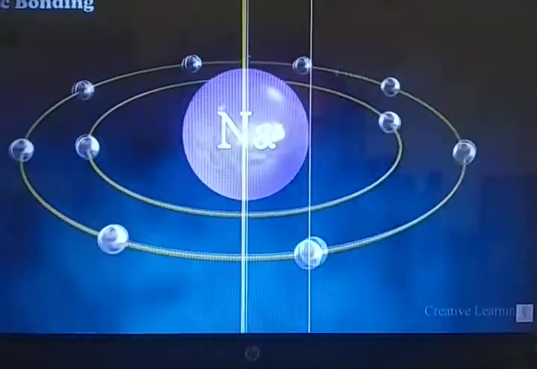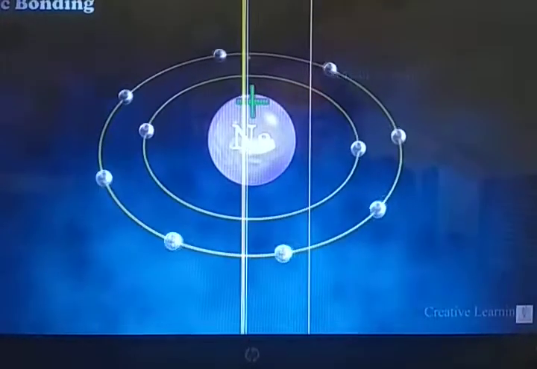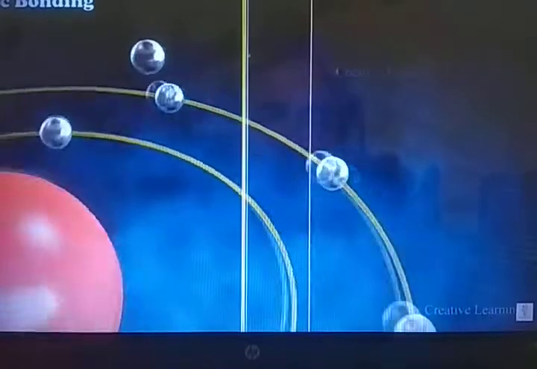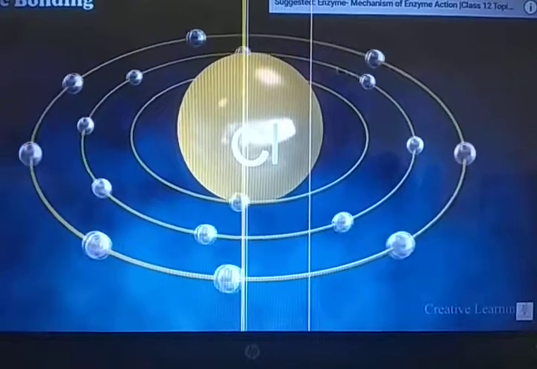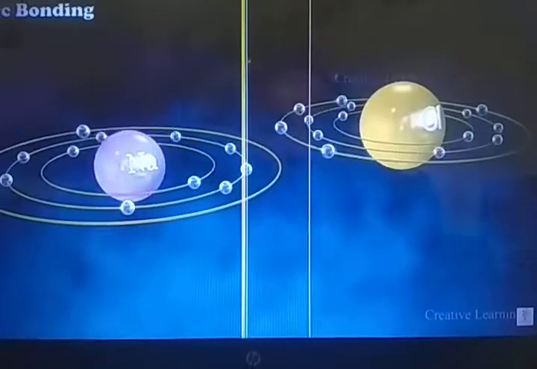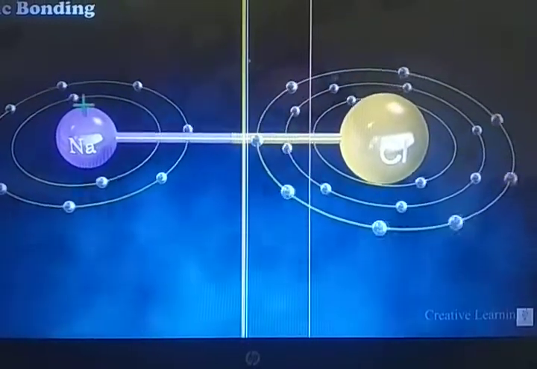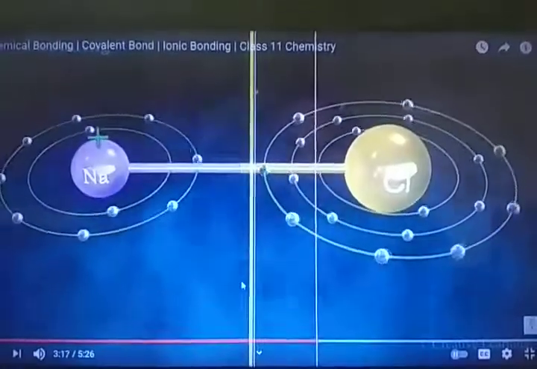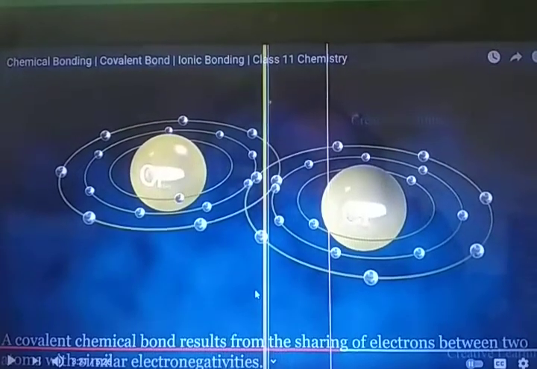From here, the sodium atom donates 1 electron and it becomes 2, 8. It becomes stable now. The outermost shell is complete, that means 8. And the chlorine atom which has 2, 8, 7 receives 1 electron. From this, the chlorine outermost shell has 8 electrons now. It becomes stable. By donating 1 electron from sodium and receiving it by chlorine, both of them become stable. That means the outermost shell becomes 8.